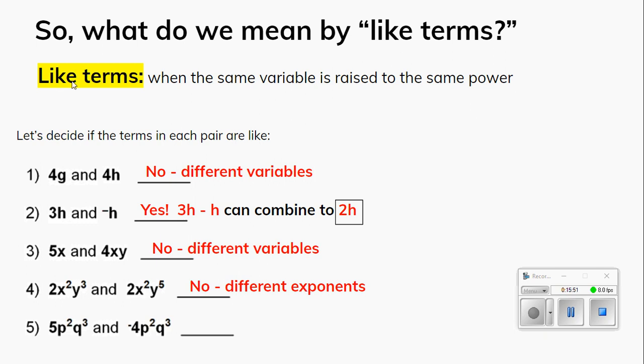So let me go back up here now to the definition. It's when you have the same variable raised to the same power. So for this next one, see the p squared q cubed, p squared q cubed. Now you have the variable raised to the same exponent, and this we could combine. We could take 5 of these and minus the 4 of them and just have 1 p squared q cubed. Okay? So hopefully you've got this part written down in your notes.